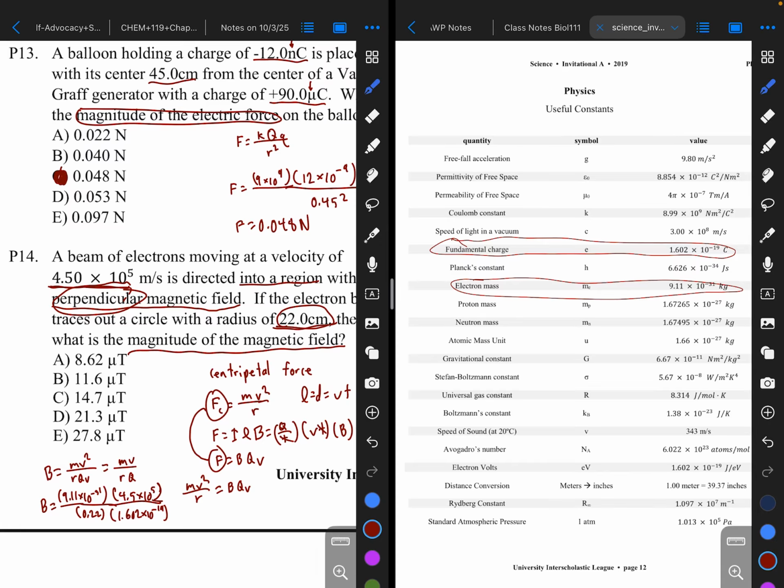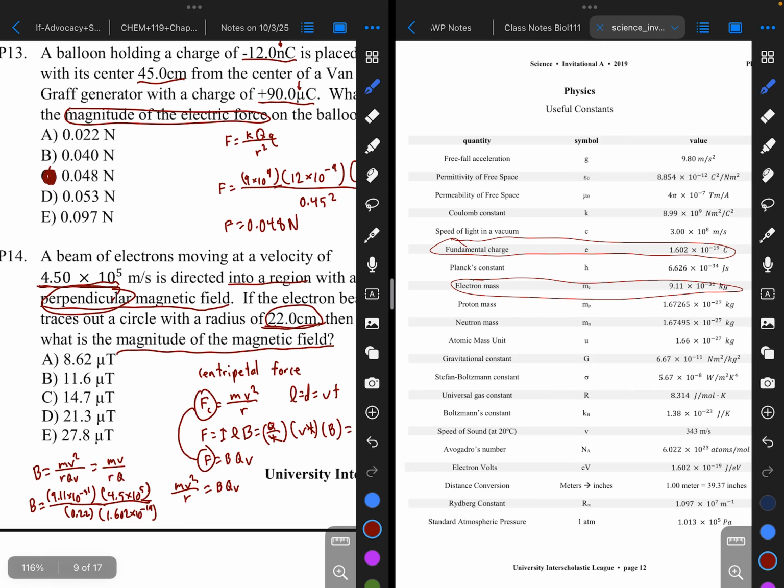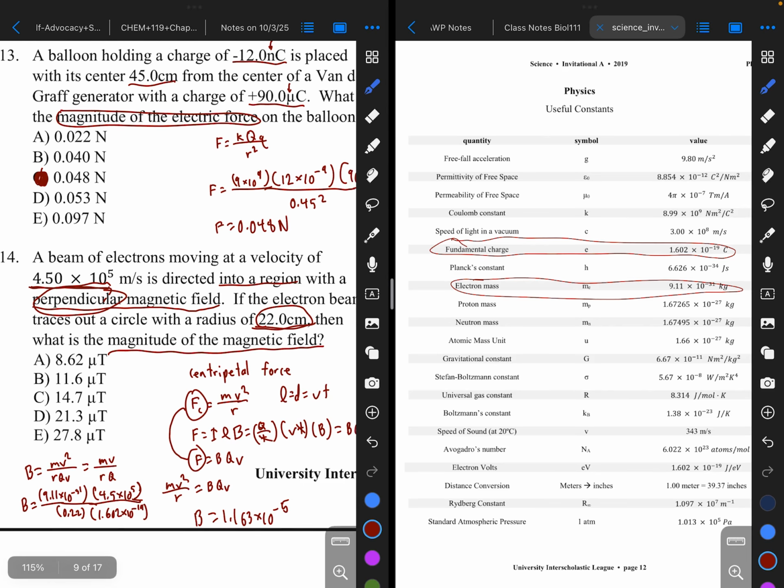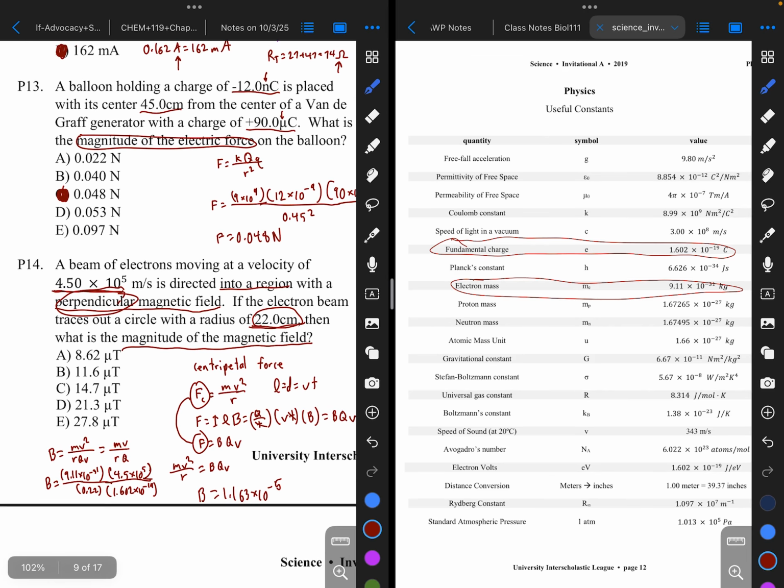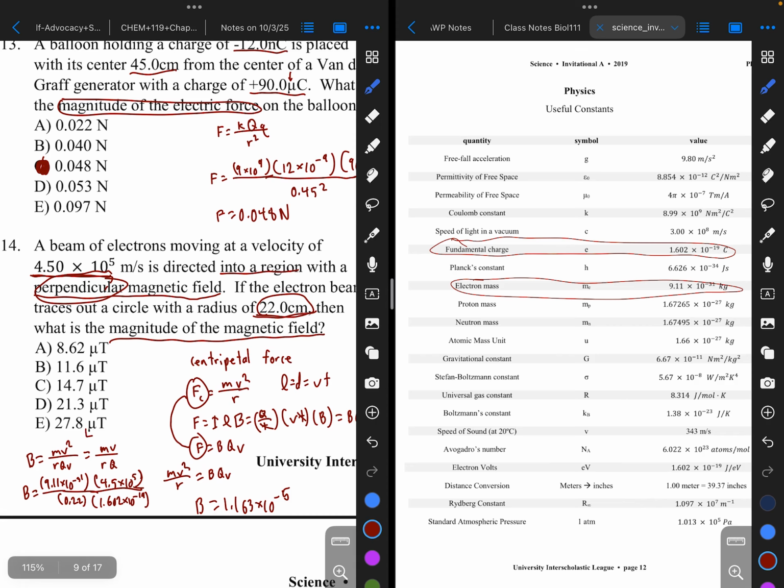So we get a value of 1.163 times 10 to the power of negative 5. But here's the thing. This is in Teslas, by the way. That is a standard unit for magnetic field. But we're asked to find the value in microteslas.